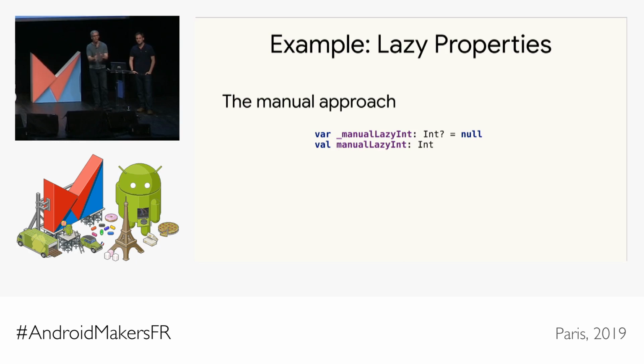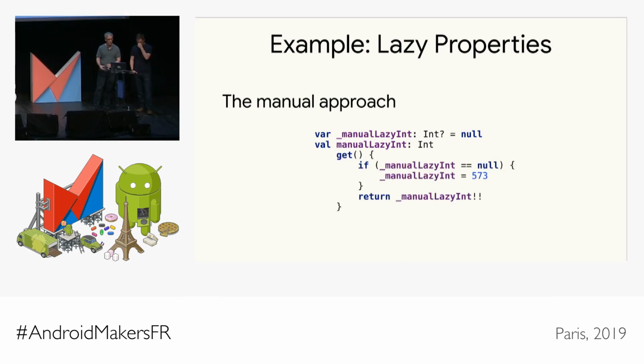So I have a private variable that's nullable, and then I have the actual variable. And then in the getter for the variable, if the private variable is null at that time, then we'll go ahead and assign it, and then return that in the variable. Straightforward. This makes no sense. Don't ever do this for an integer. But you can imagine a more complex data structure where potentially it would make sense.